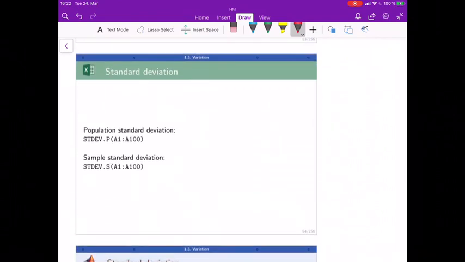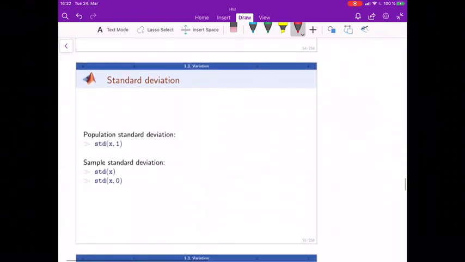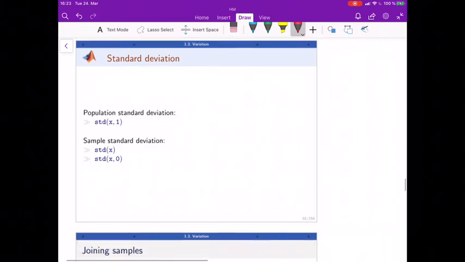In Excel, there's a STDEV command, and in MATLAB, it's called std, similar to the variance.